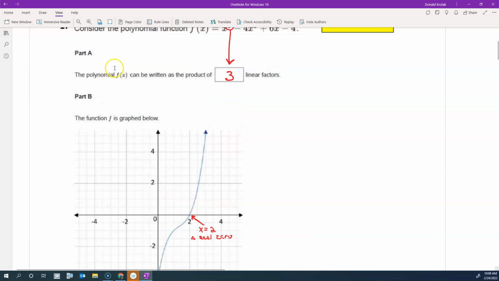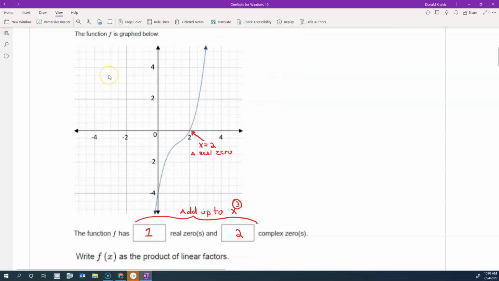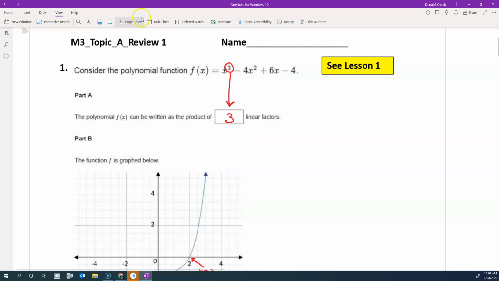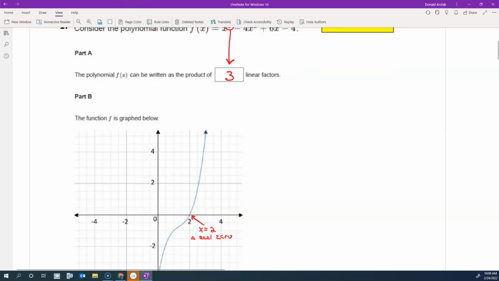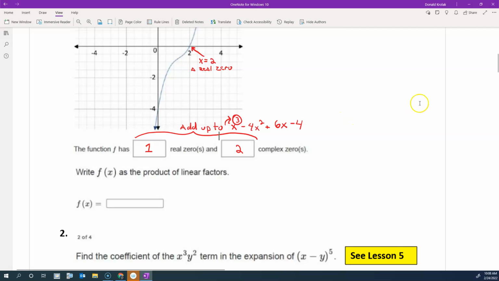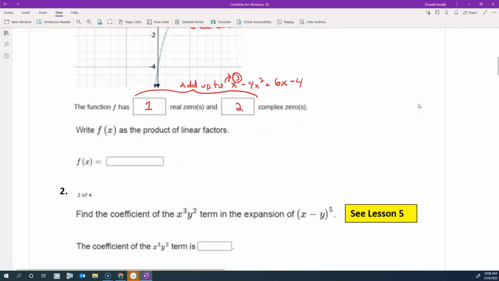Because our equation is x cubed minus 4x squared plus 6x minus 4. So they have to add up to that exponent. All right. So then it says write it as a product of linear factors. So when you're done with this, we're going to end up with 3 linear factors.